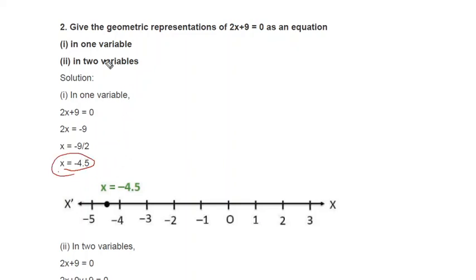Okay, first we will represent this in one variable. Very easy, draw a straight line, 0, and minus 4.5 is there. Now 1, 2, 3, 4, 5. Minus 4.5 will be in between minus 4 and minus 5. So this is your minus 4.5. Now we'll move to the two variable part.